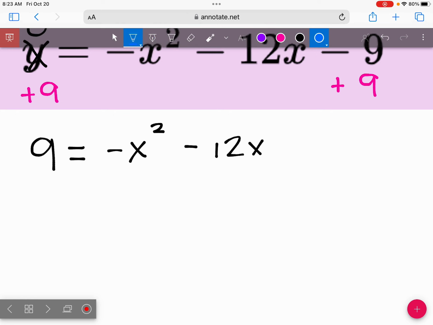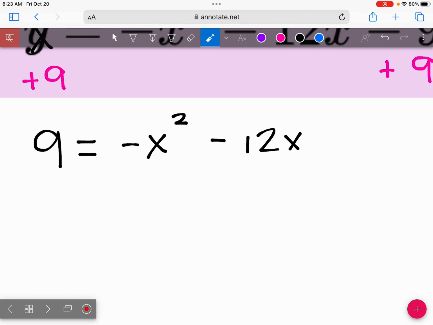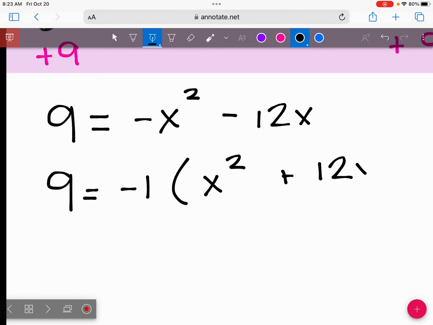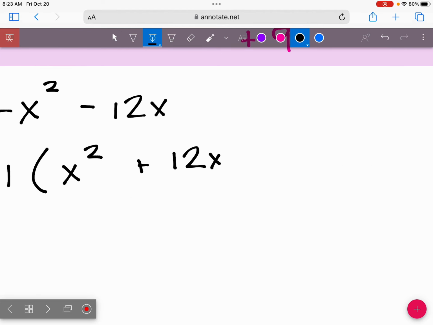And normally we'd hop straight into our what squares to make this. Only problem is since it's negative, nothing squares to make this. So what we're going to do is pull out a negative 1 as a GCF. So I'm going to take 9 equals, and I'm going to put negative 1 out front. x squared plus 12x. And I'm going to leave us our gap here.